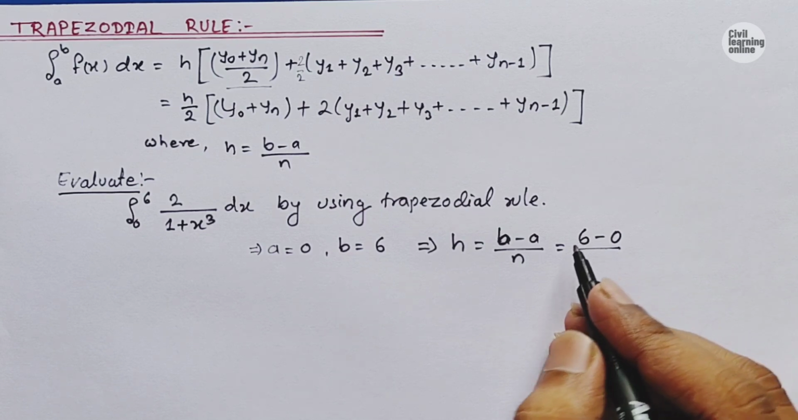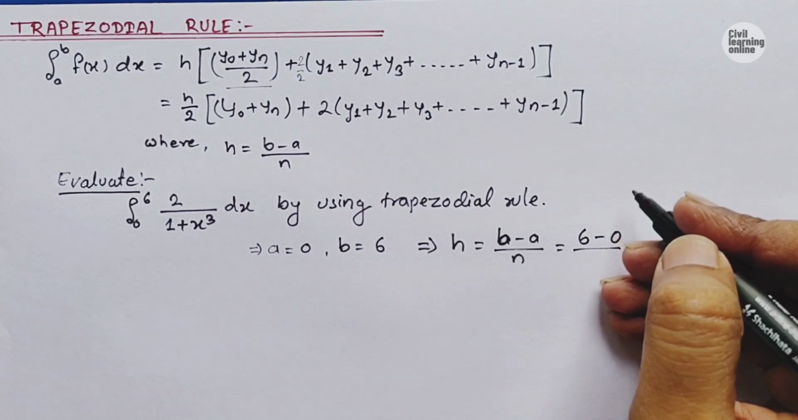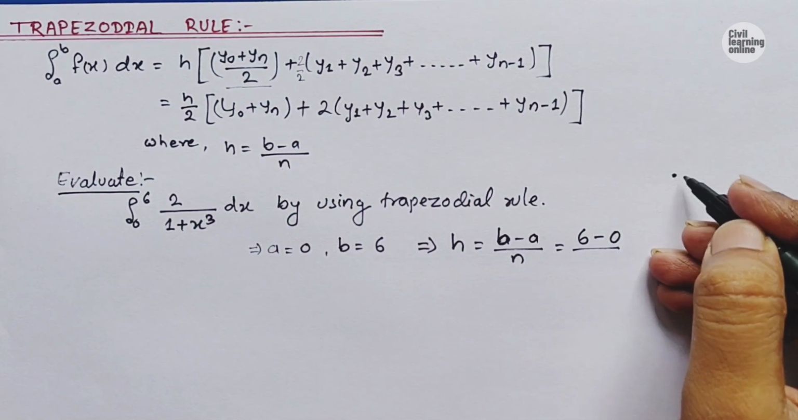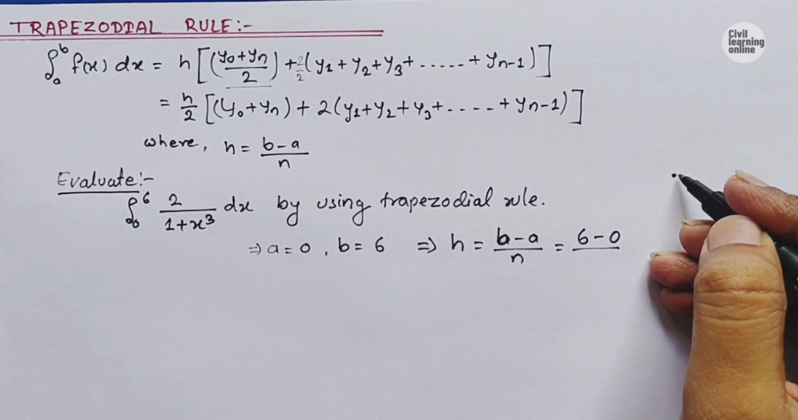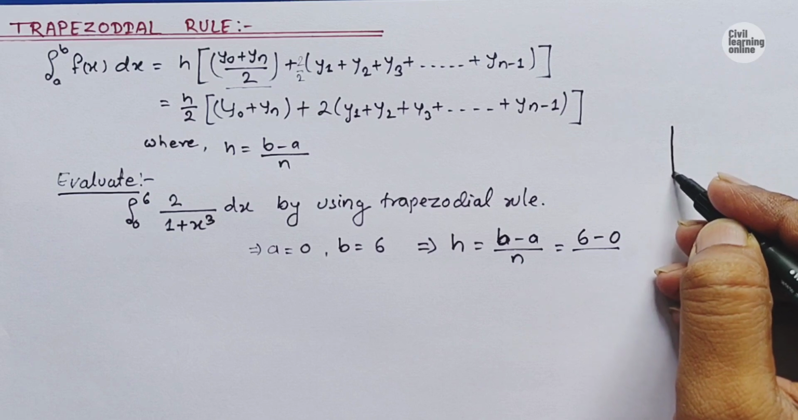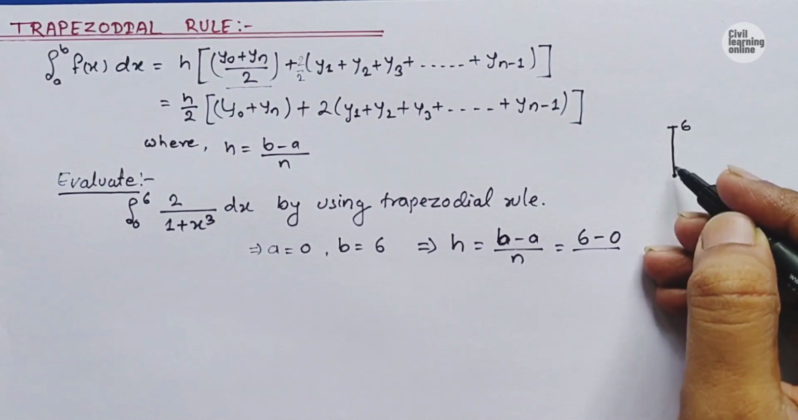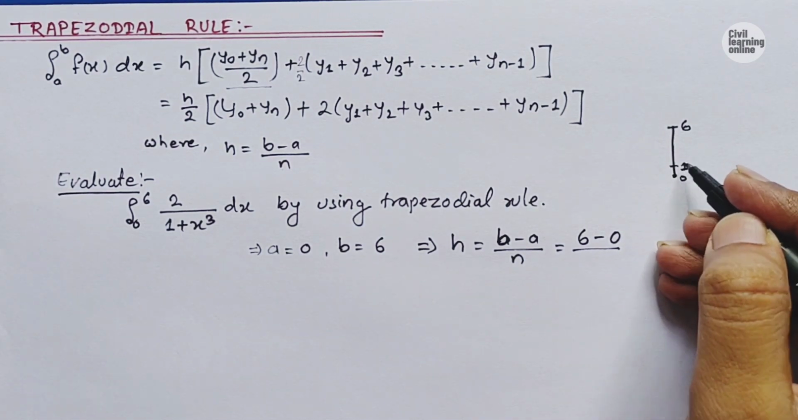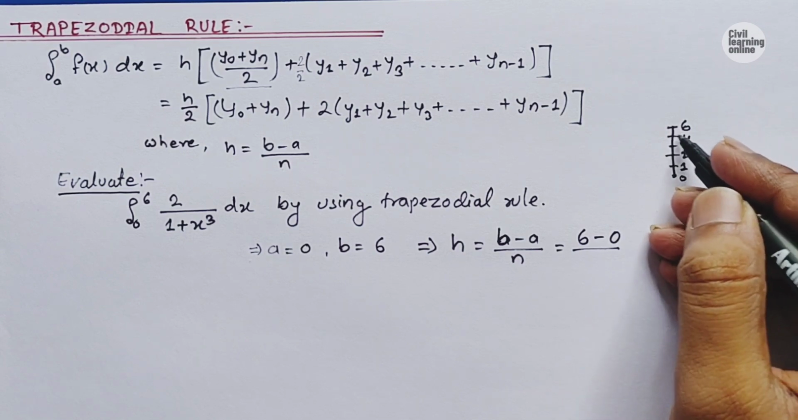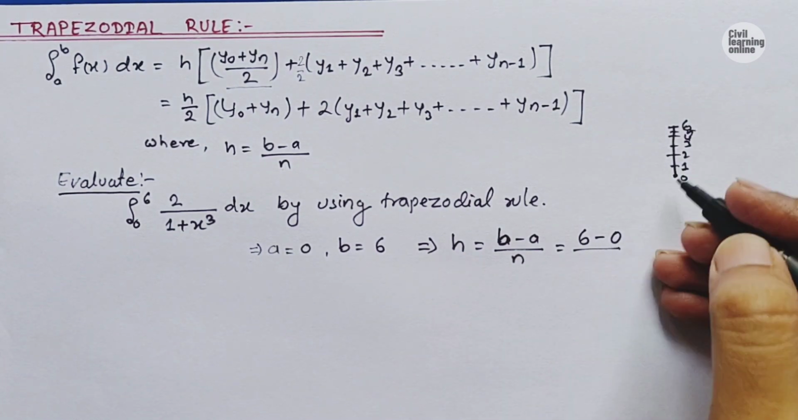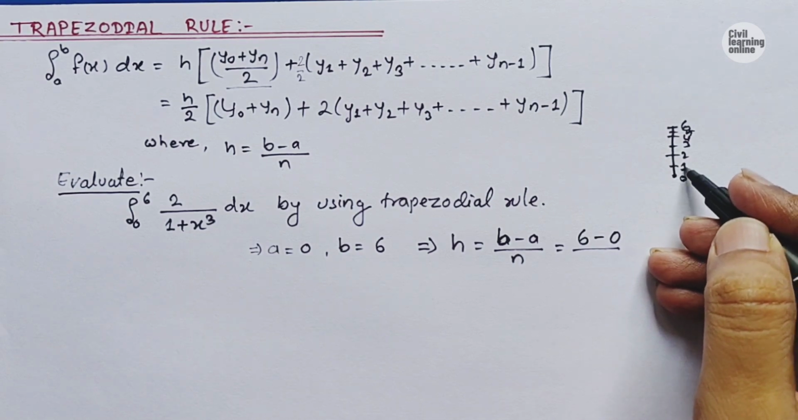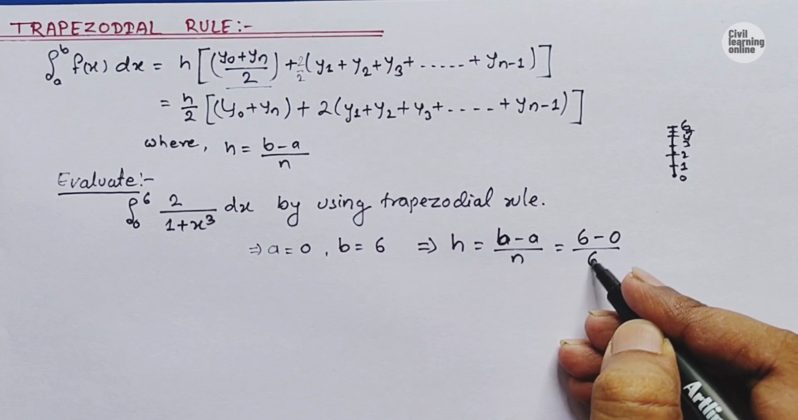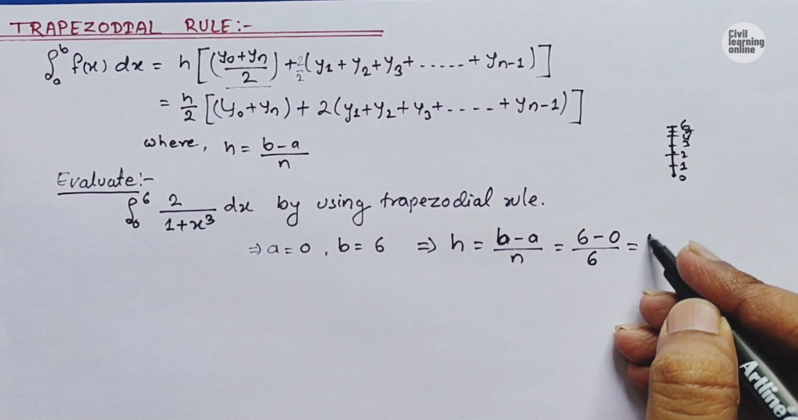Here the span is 6. Suppose we assume a line at the bottom, then the total length from here up to here is 6. Now we can divide this span from 0 to 6 into a number of equal intervals. Suppose this is 1, this is 2, this is 3, this is 4, this is 5, and finally 6. Let us take n as the number of intervals, meaning the difference between 0 to 1 is 1, 1 to 2 is 1, again 2 to 3 is 1. So if we take n equals 6, then h will be equal to 1.